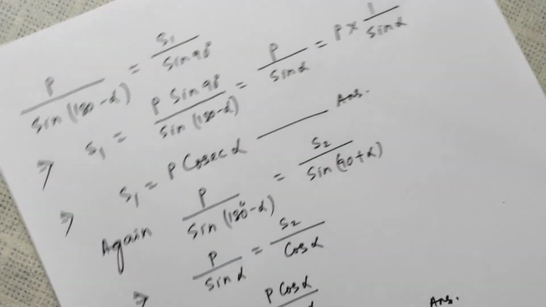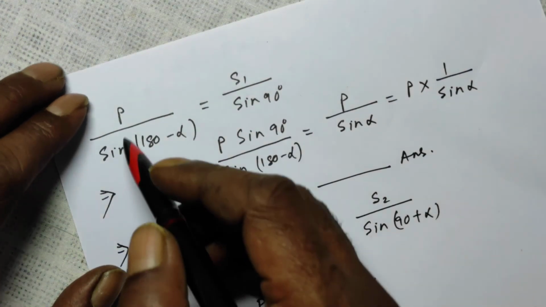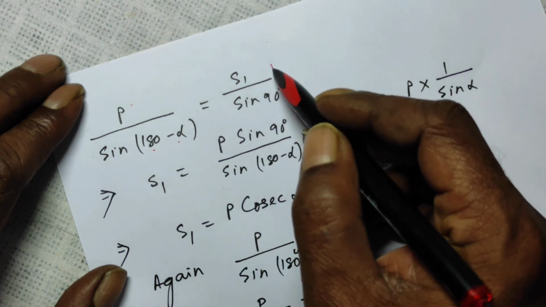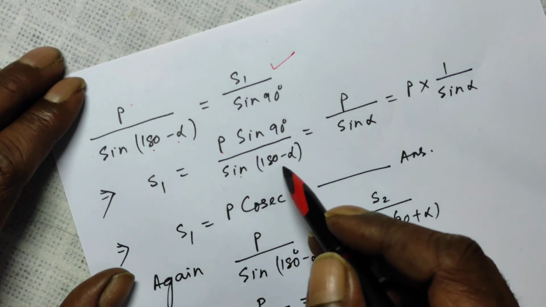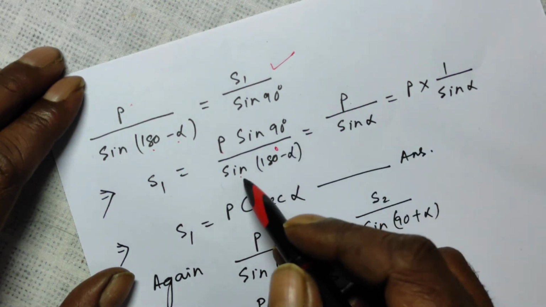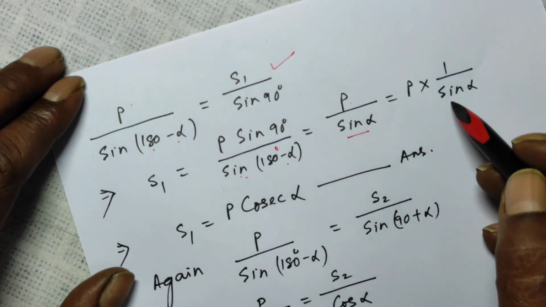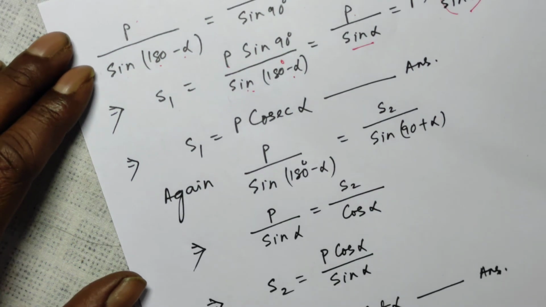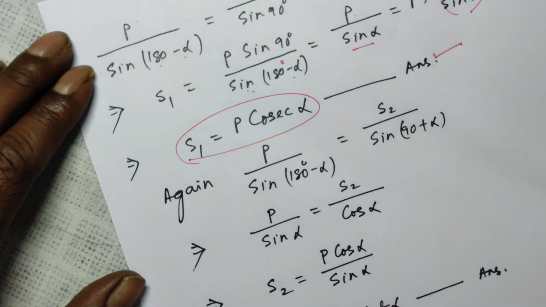Now, if you take P over sine 180 minus alpha is equal to S1 over sine 90 and cross multiply, you get S1 is equal to P sine 90 over sine 180 degrees minus alpha. Sine 90 is 1, and sine 180 minus alpha is sine alpha. This can be written as P into 1 over sine alpha. 1 over sine alpha is cosecant alpha. So your S1 is equal to P cosecant alpha, which is one answer.